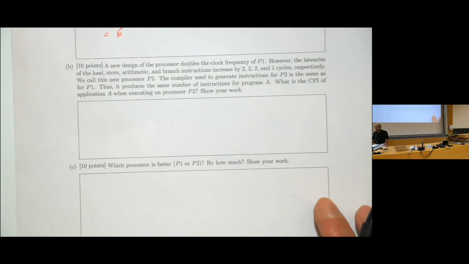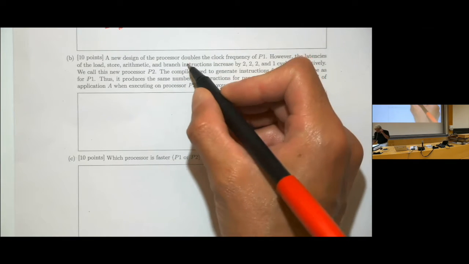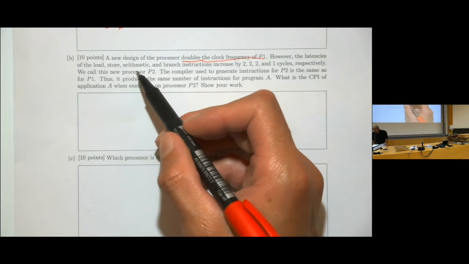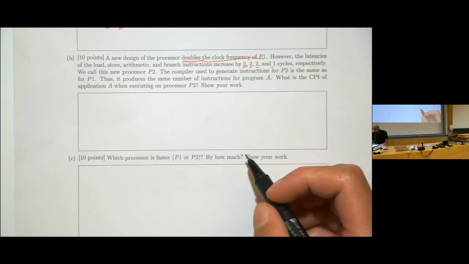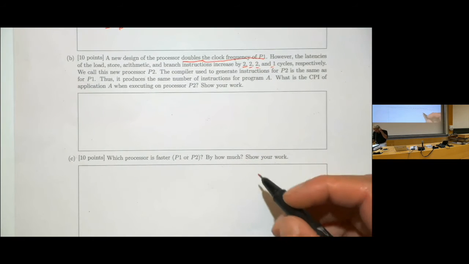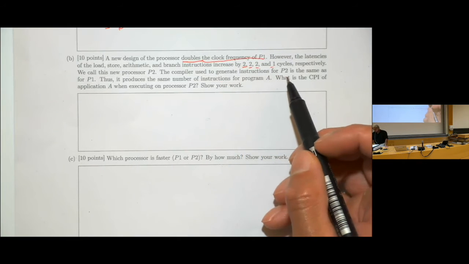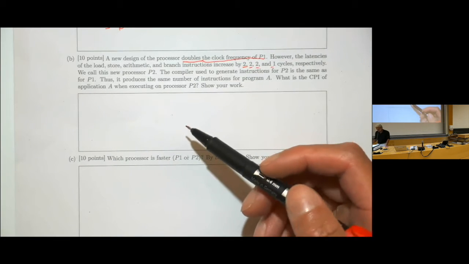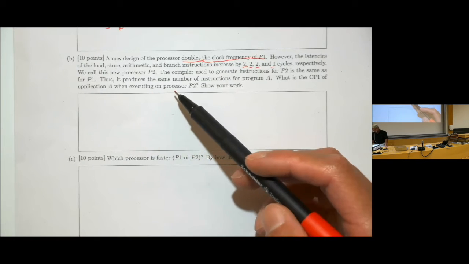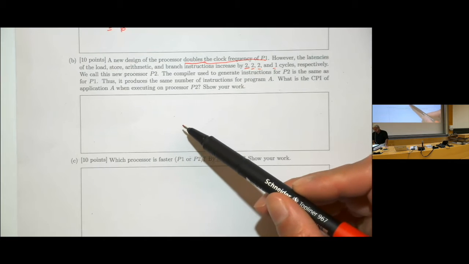Okay, good. So part B now. A new design of the processor doubles the clock frequency of P1. However, the latency of the load, store, arithmetic, and branch instructions increases by 2, 2, 2, and 1 cycles respectively. We call this new processor P2. The compiler used to generate instructions for P2 is the same as P1. All of this is going to be relevant in the next question. Thus, it produces the same number of instructions for program A. What is the CPI of application A when executing on processor P2?